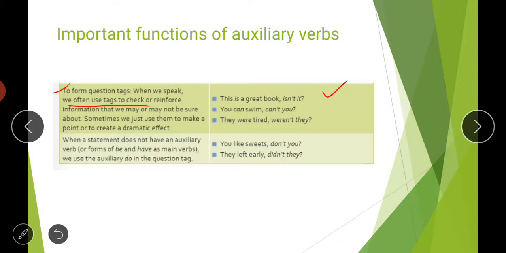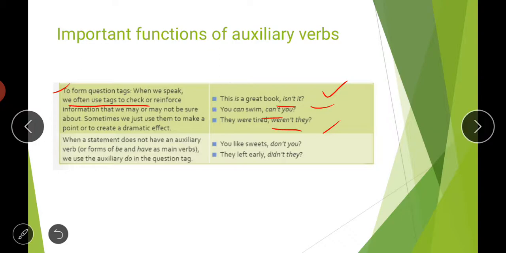Then, we can, you can swim, can't you? So we are simply asking. Then, they were tired, weren't they? So we are just confirming, yes, they were tired, weren't they? So like this, all these words at the end, isn't it, can't you, or weren't they, are your auxiliary verbs. So these are helping to form the tag questions.